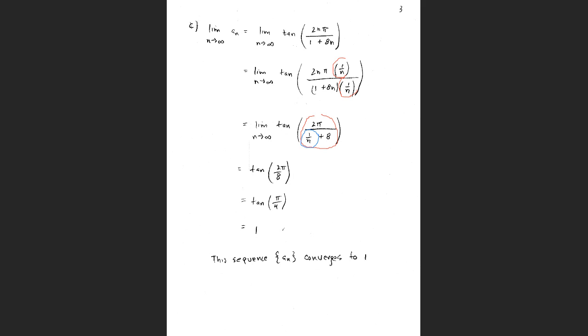You notice that I write equals tangent of 2 pi over 8. After I take the limit, I get equals tangent of 2 pi over 8, but there's no limit sign anymore, right? Because I took the limit. So when I write my work, I try to be very careful, very precise.